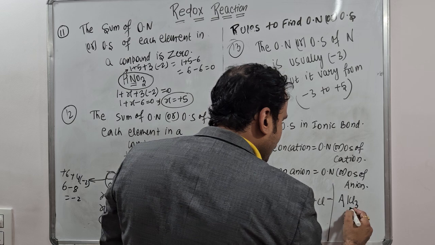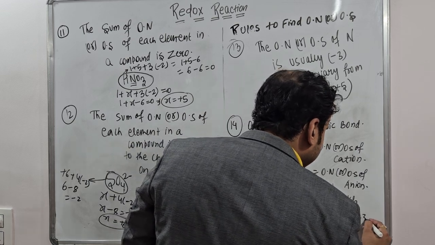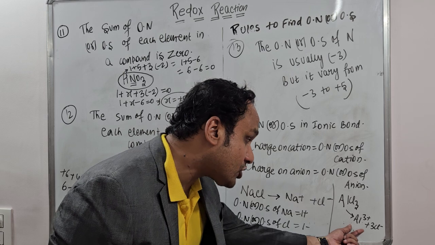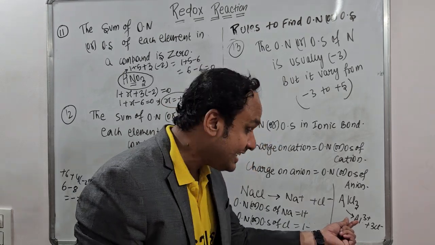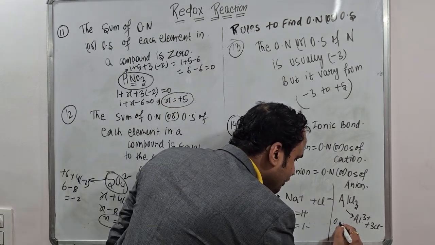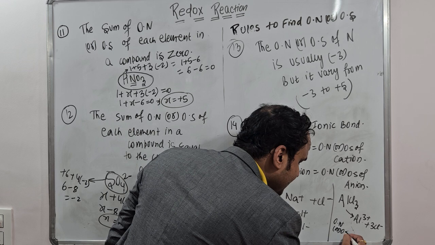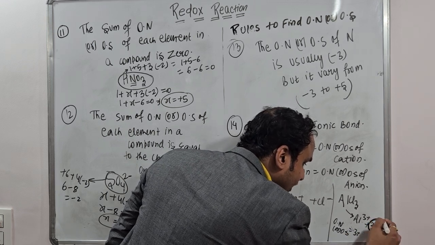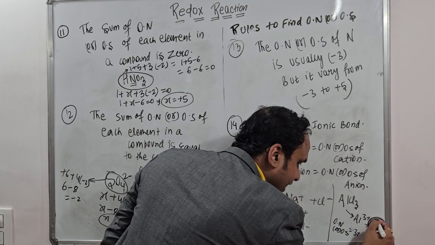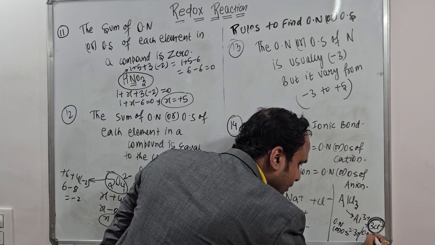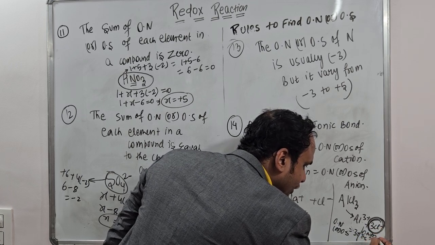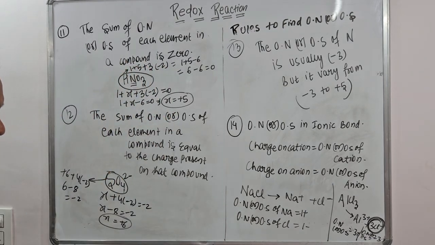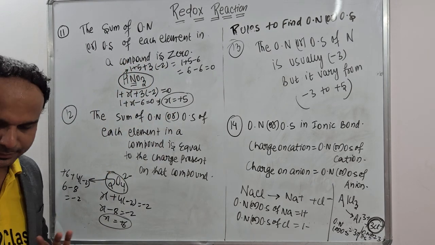Suppose I have written over here AlCl3. This is an ionic bond. If you break it, Al 3 plus, 3 Cl minus. What is the charge on the cation? 3. So aluminum has oxidation number or oxidation state plus 3. What is the charge on the anion? Whenever you are counting the charge, the coefficient you also have to take. So what is the oxidation number or oxidation state of chlorine? Minus 3. Getting it? So likewise, we will find the oxidation number or oxidation state in ionic bonds.